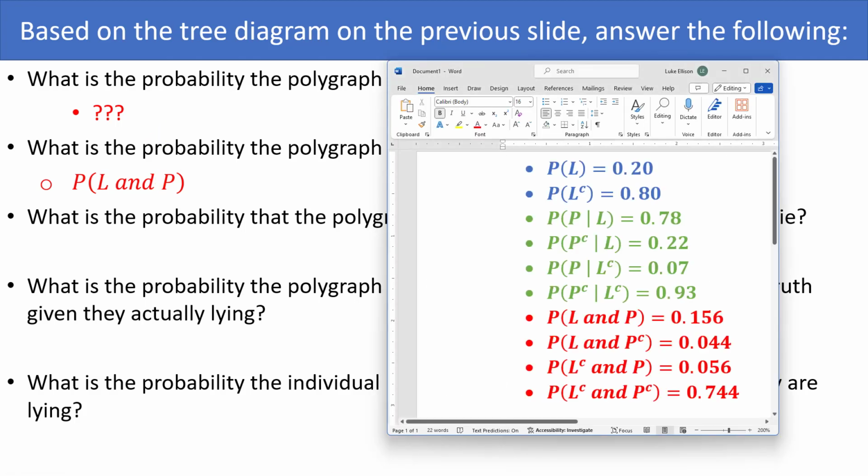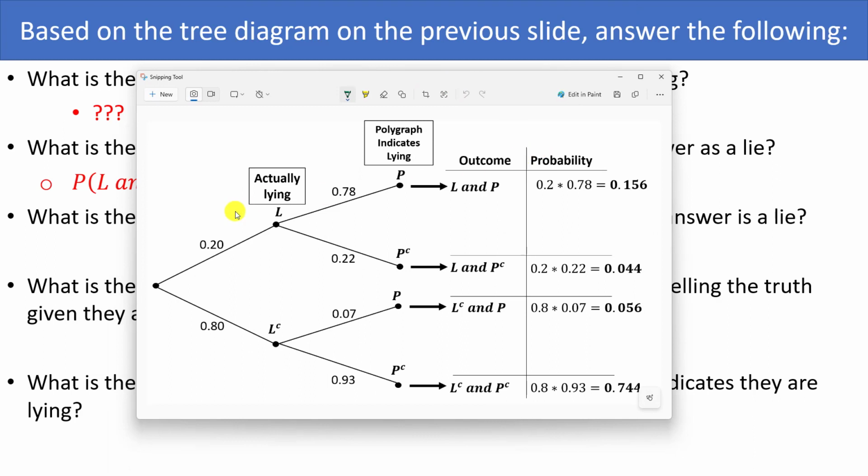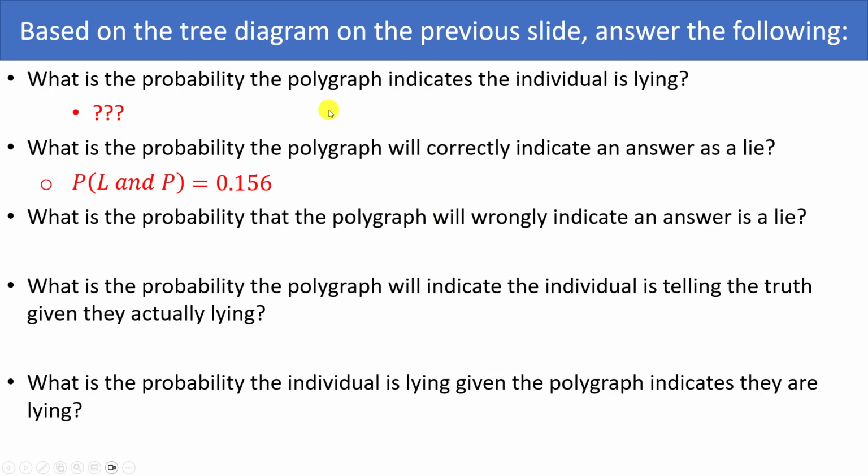And that is one of the ones that we had from before, P of L and P. That's this one right here, which is 0.156. And we also had that one, I believe, on the tree diagram at the top, right? L and P was the probability 0.156. So that's the chance that the polygraph will correctly indicate an answer, a general answer, as a lie.